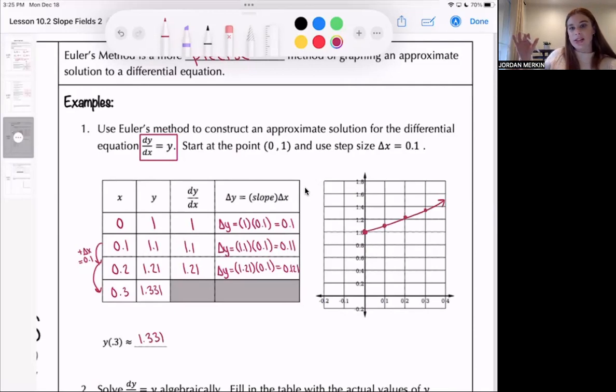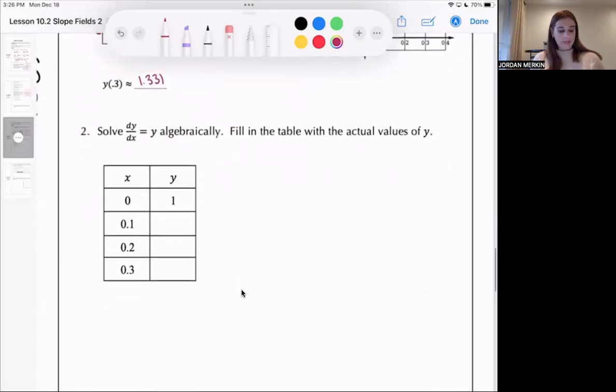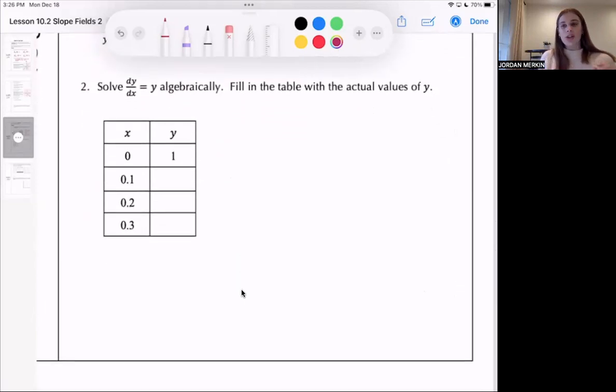Now you could also use this to work backwards. This is as much as we know about the solution to the differential equation, but notice the actual points themselves are a lot more precise. And you could even solve this differential equation, because this one is solvable, and see how close we really got with this. Okay, so let's take a look at number 2. It says solve dy/dx equals y algebraically. Fill in the table. Oh, it looks like we are comparing them. So let's go ahead and compare them.